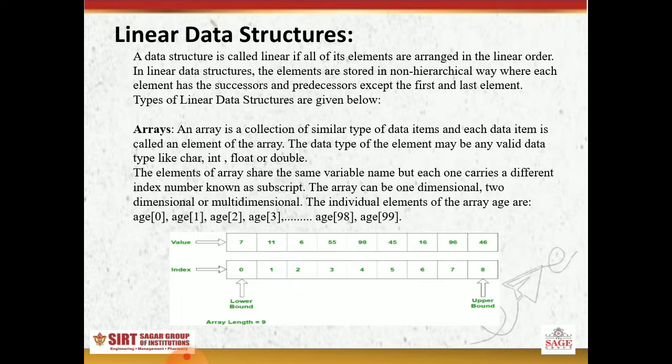The individual elements of array age are like this: age[0], age[1], age[2], age[3], like that. Okay, this is the example of an array, how we show the array in a linear way.